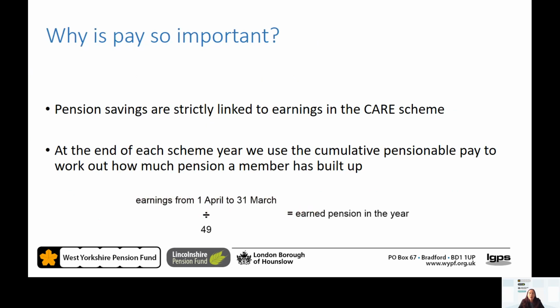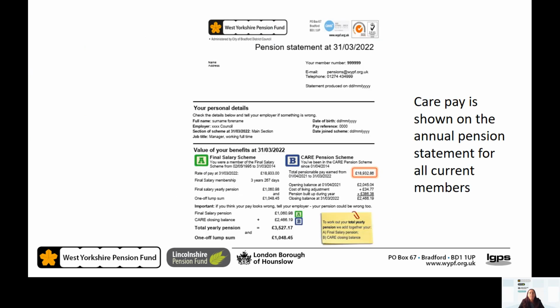So why is pay so important? The pension savings are strictly linked to earnings in the CARE scheme. So at the end of each scheme year, we use the cumulative pensionable pay to work out how much pension a member has built up. So we take the pay that you've recorded on the monthly return from April to the end of March, and we add that up, and then we will divide it by 49 if they're in the main scheme, and that is the total amount of pension somebody's built up in that scheme year. So it's really important that pay is correct.